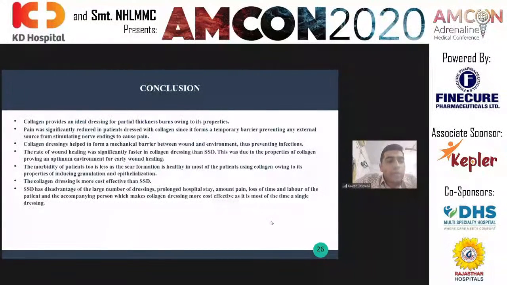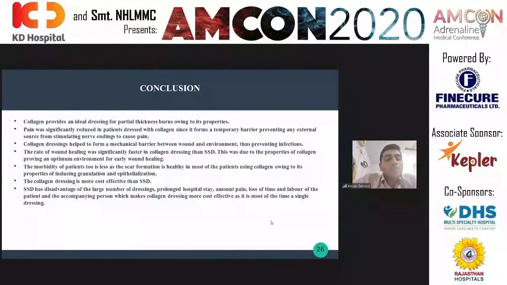The rate of wound healing was significantly faster with collagen dressing than SSD. This was due to the properties of collagen providing an optimum environment for early wound healing. The morbidity of patients too is less, as the scar formation is healthy in most of the patients using collagen, owing to its properties of inducing granulation and epithelialization.